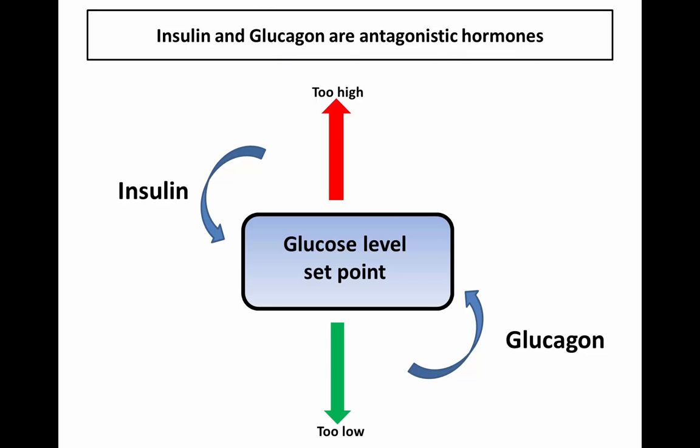Like calcitonin and parathyroid hormone, insulin and glucagon are also antagonistic hormones. When blood glucose levels are too high, the pancreatic beta cells release insulin to bring glucose levels back down to set point. When glucose levels are too low, the pancreatic alpha cells release glucagon to bring glucose levels back up to set point.